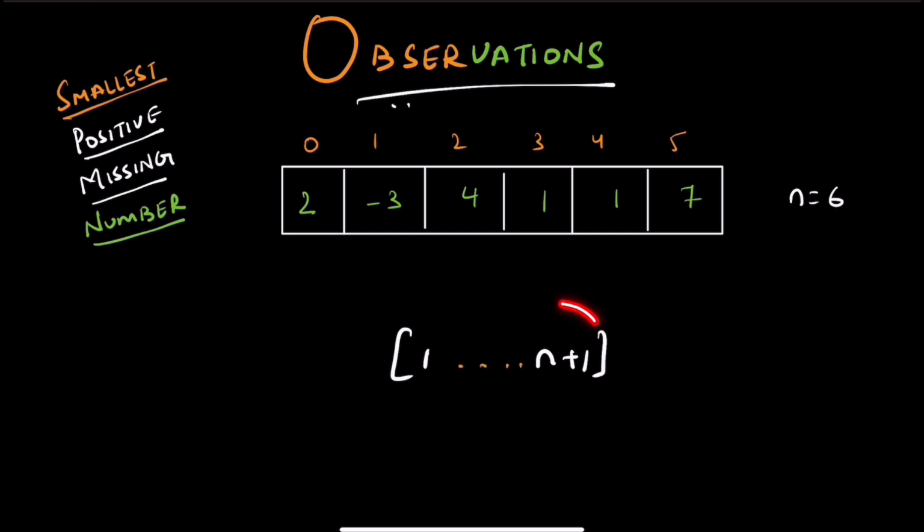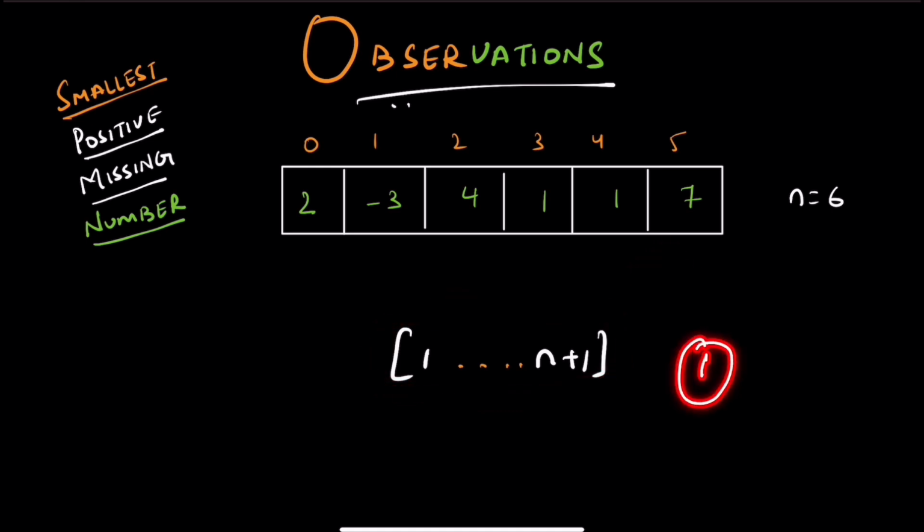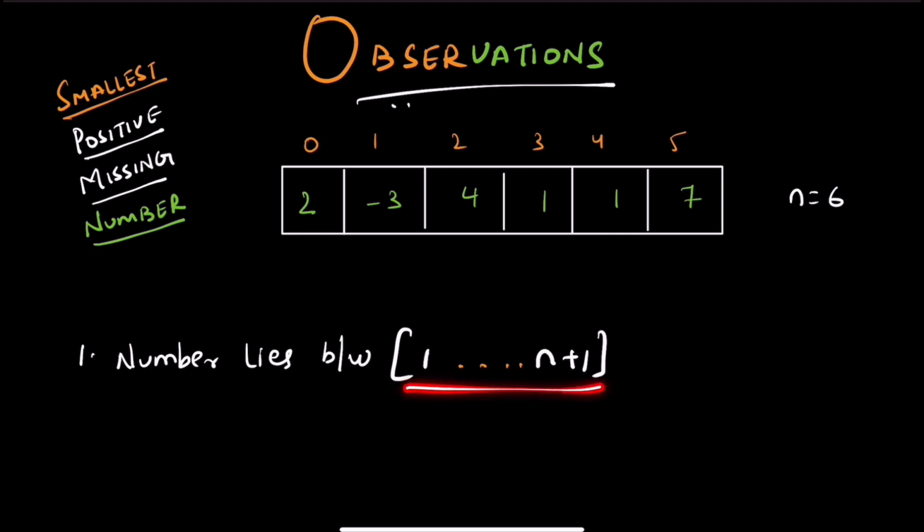Okay. Now with this observation, let's cross check this array. So we'll start with number 1. We'll check whether 1 is present. Yes, 1 is present. So we'll go to the next positive number, which is 2. And we'll check whether 2 is present in this array. Yes, 2 is present. So we'll go to number 3. Now we'll check whether 3 is present in this array. We don't have it here, nor here, nor here. So 3 is the smallest positive missing number from this array, right? So this is my first observation, that the number lies between the range 1 to n plus 1.